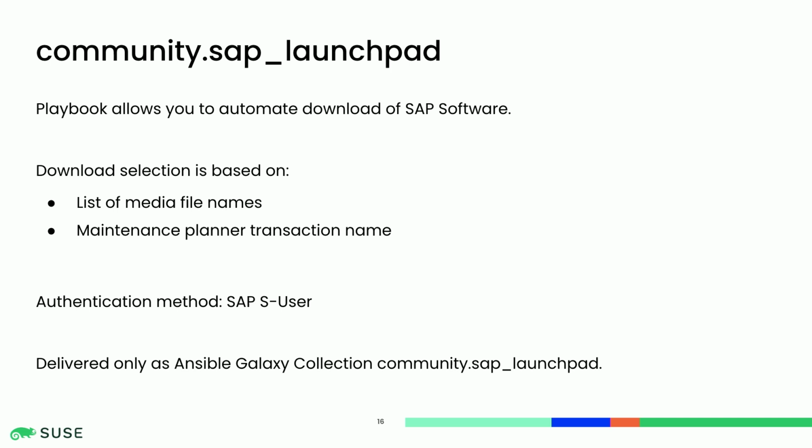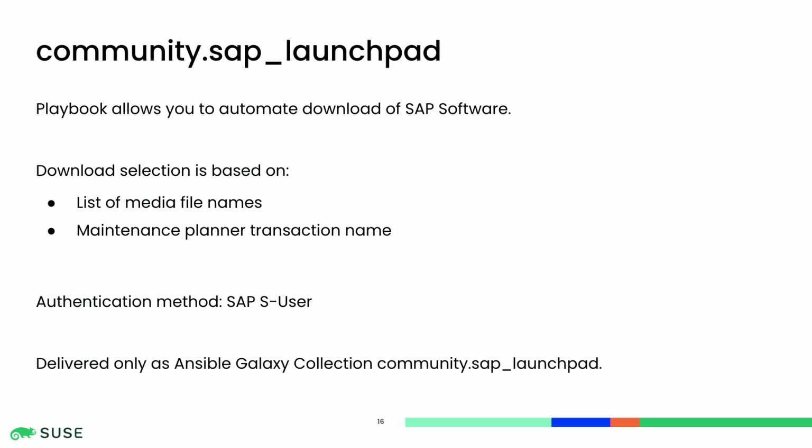Next one is SAP Launchpad. This one is a little bit different because this is not a role as such. It's delivered as a collection. If you remember in SAP install, I skipped between preconfigure and media detect. That's the reason for this, because SAP install does not contain SAP download functionality. We have a specific collection that can download software for you, which means you don't have to do it. Makes it easier, right? And this one is using S-user for the authentication method.